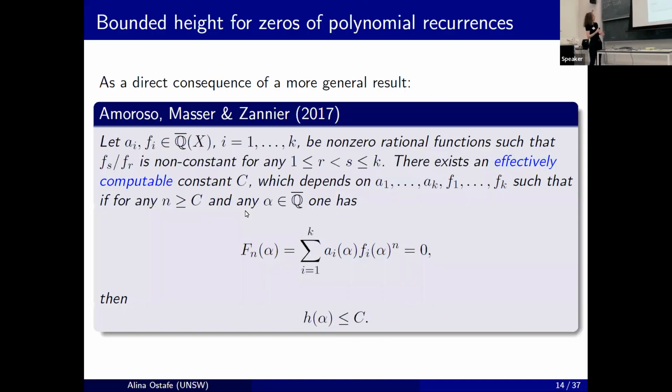All right. Now I will mention, before finishing this first part, another type of unlikely intersection. And this is a result of Amoroso, Masser, and Zannier, which says the following. Let A_i, F_i be rational functions such that these ratios are non-constant. Then there exists an effectively computable constant C, which depends only on the initial data, such that if for any n larger than this C and any alpha, this polynomial at alpha is 0, then the height is bounded.